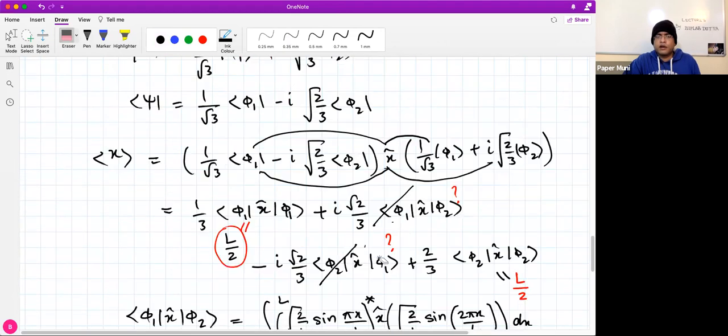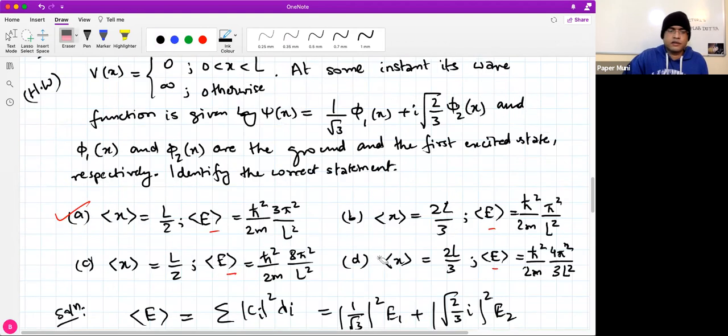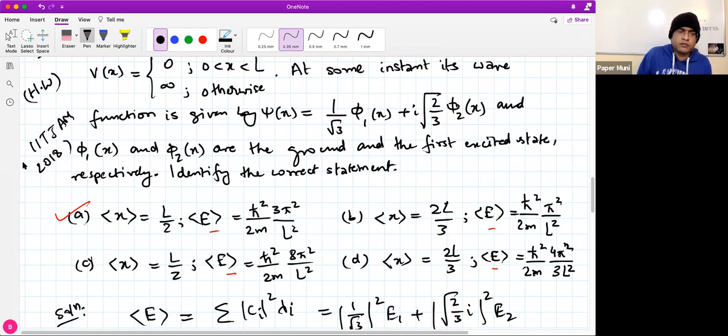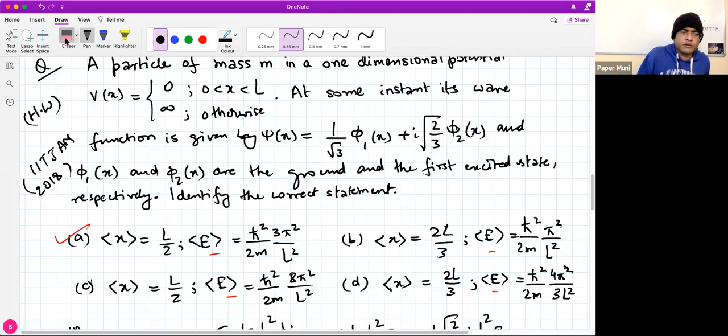Instead of doing all these things during the exam, you could have just solved for energy and got the answer. And this was a question from IITJAM 2018. Now let me give you homework. Well, this was a homework, but I already solved it, so never mind.